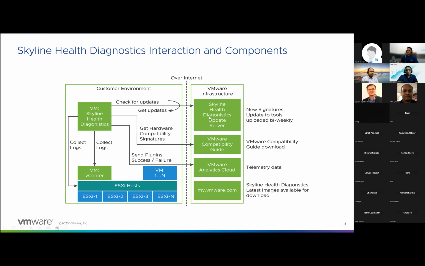With CEIP enabled, all you're doing is fetching the latest updates on the diagnostic server. It is fetching them from the internet connectivity for you. It is also fetching information from your compatibility guide and getting information from VMware.com for any latest version of images available. The only info that VMware collects is the analytics or the telemetry data, right?